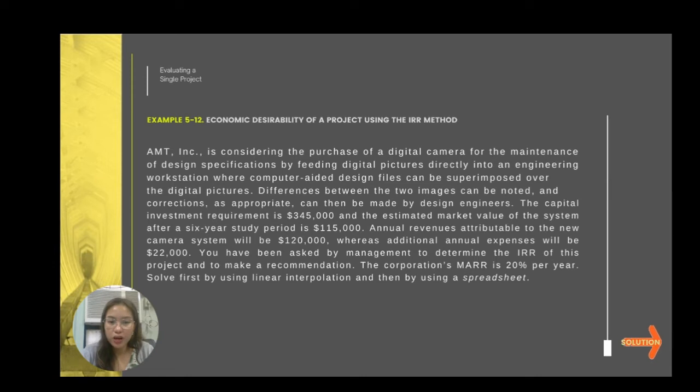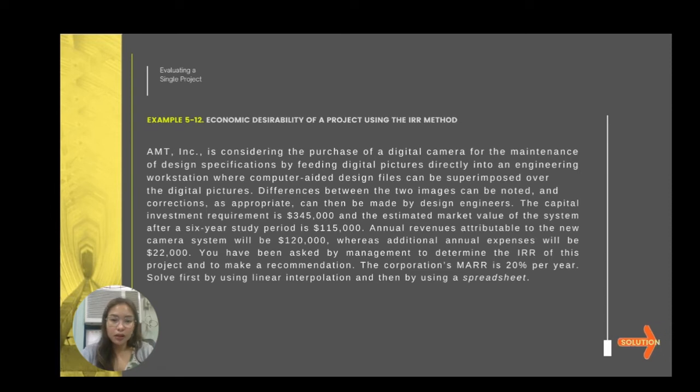Computer-aided design files can be superimposed over the digital pictures. Differences between the two images can be noted, and corrections as appropriate can then be made by design engineers.